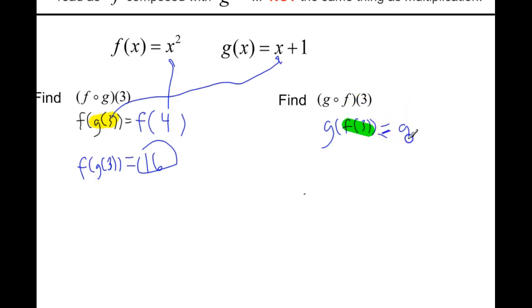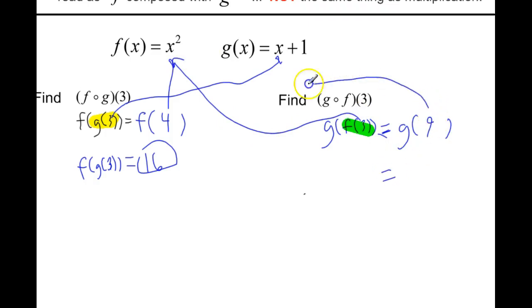So this is going to be g of f of 3. So f of 3 gets plugged into the f function. That'd be 3 squared, which is 9. Now 9 gets plugged into the g function. 9 plus 1 is 10.